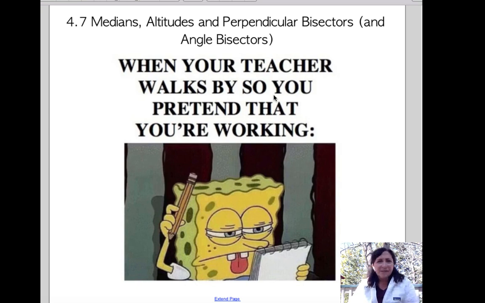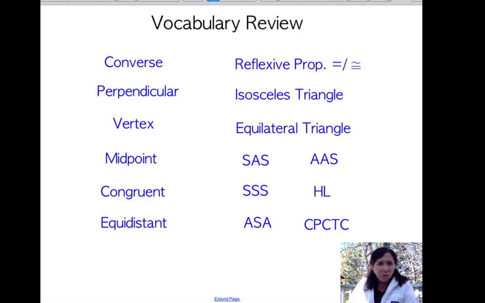Hi everyone, today's lesson is on medians, altitudes, perpendicular bisectors. A little bit of review and then some proofs. So let's get started. First thing I want to do is do a little bit of a vocabulary review.